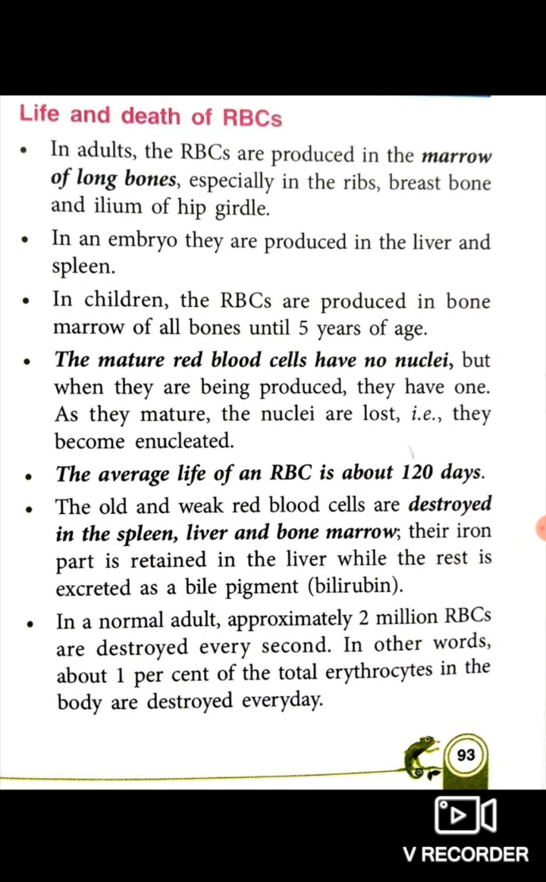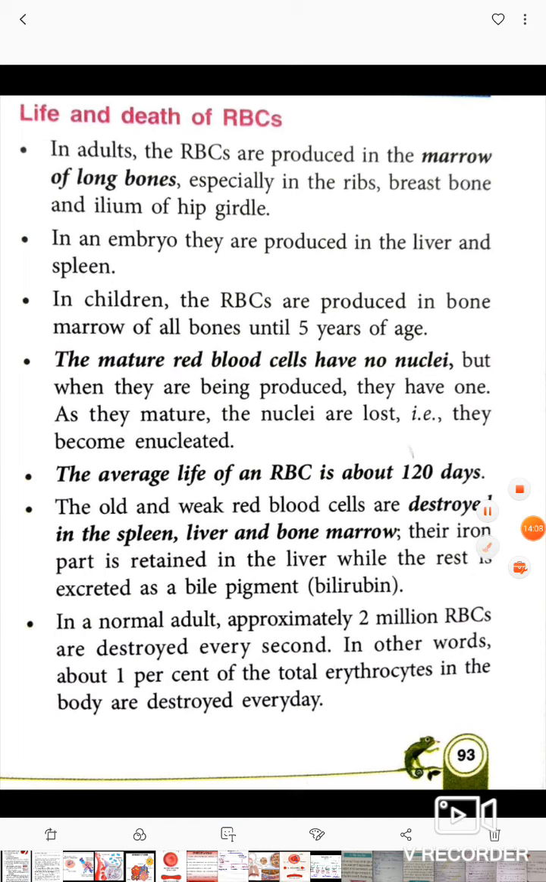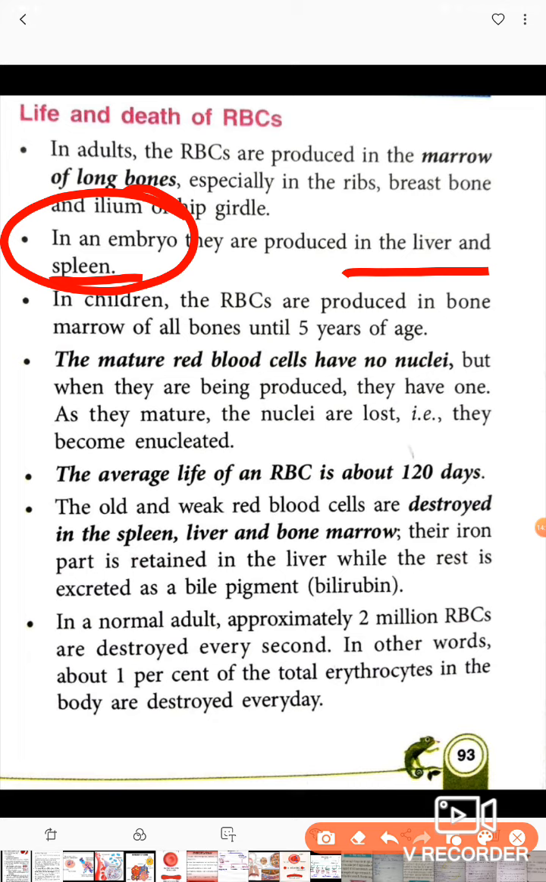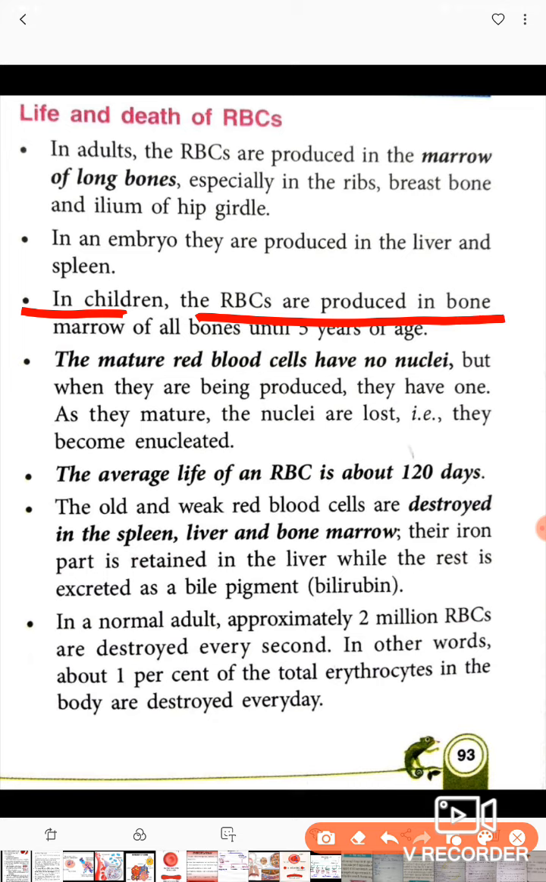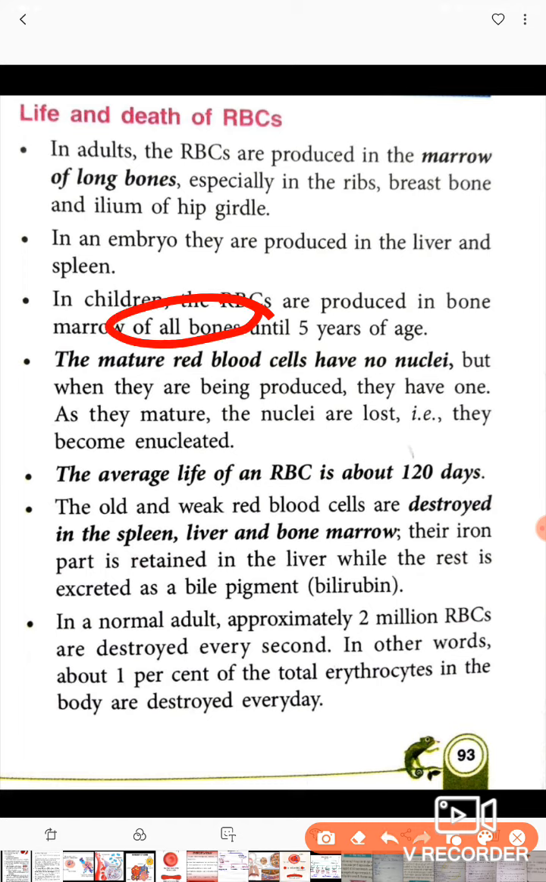Now we will see the life and death of the RBC. These things you know from your lower standard. From where is it formed? RBC is formed from the bone marrow of the long bones. In embryonic condition, they are produced from the liver and spleen. In children, the RBCs are produced in the bone marrow of all bones up to 5 years of age. But in adults, it is always produced from the long bones. But in children, it is produced from all bones.